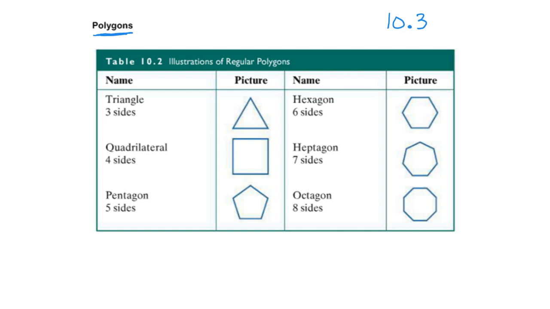So we have our three-sided figure called a triangle. Four-sided is a quadrilateral. Five sides, pentagon. Six sides, hexagon. Seven sides, heptagon. And eight sides, octagon. We do have polygons that have many more sides than just eight, and we will be acquainted with one shortly.